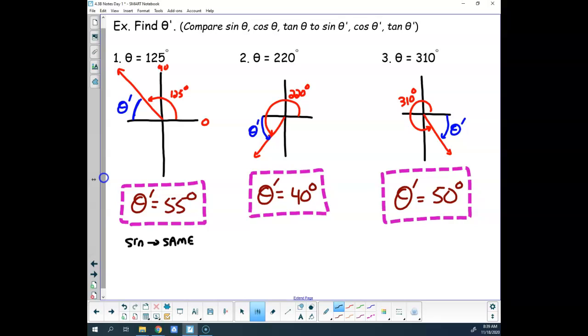What about cosine? Cosine of 125 compared to cosine of 55. So they're opposites. What about tangent?